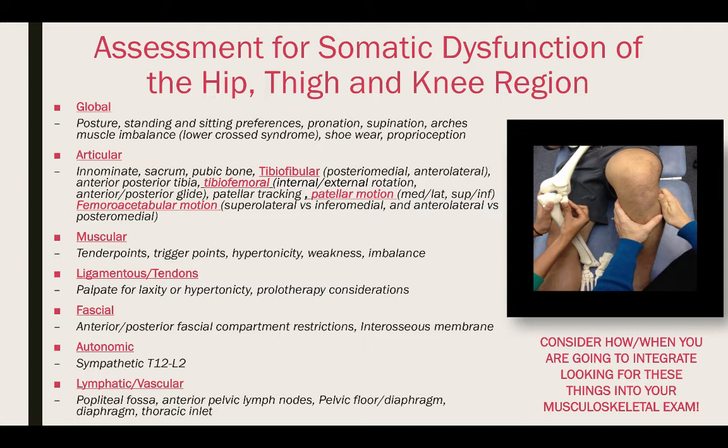And then articular. So these are what we went over already: your tibiofibular motion, your tibiofemoral motion, your patellar motion, and your femoral acetabular motion. So your glides and slides, and that's what we're going to be going over in lab, and those are all excellent test questions. And then muscular: tender points, trigger points, hypertonicity, weakness, and balance.